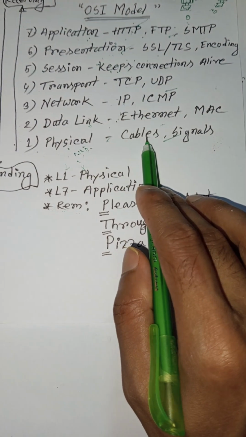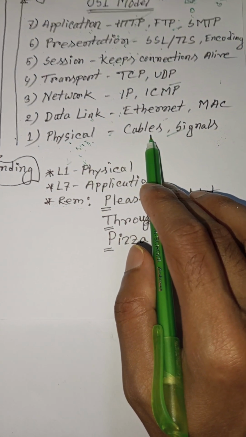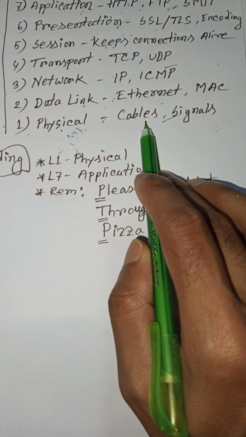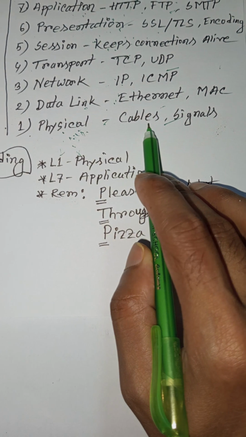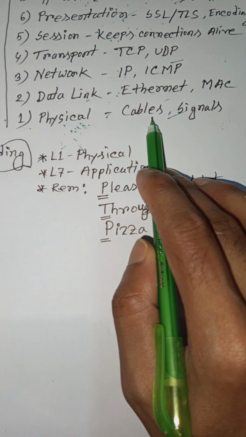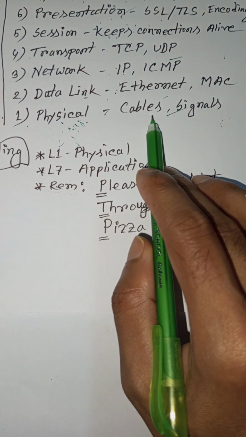Finally, layer 1 is the physical layer. This is the actual hardware: wires, Wi-Fi signals, fiber optics, where raw data or raw bits turn into electricity or light.